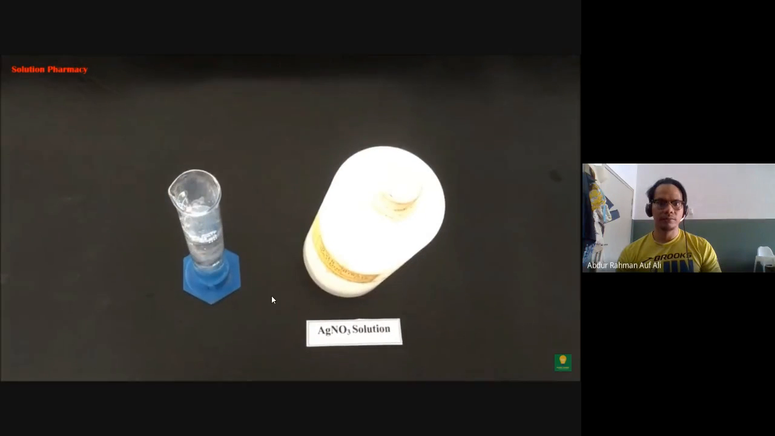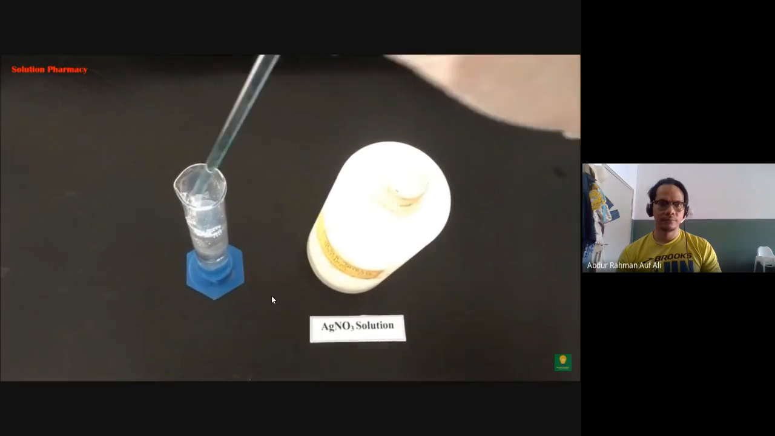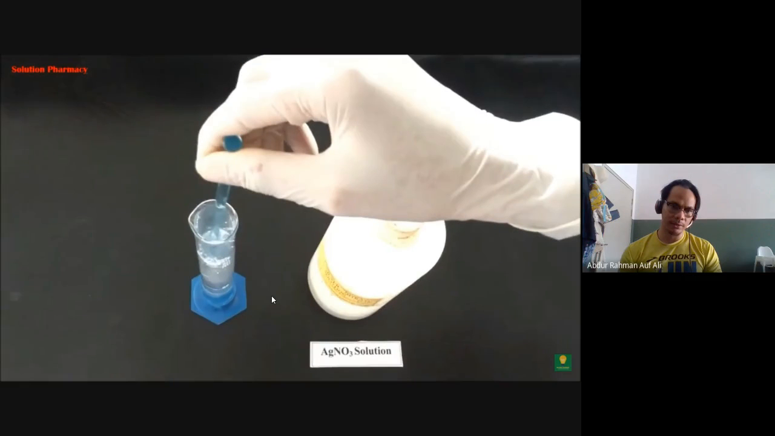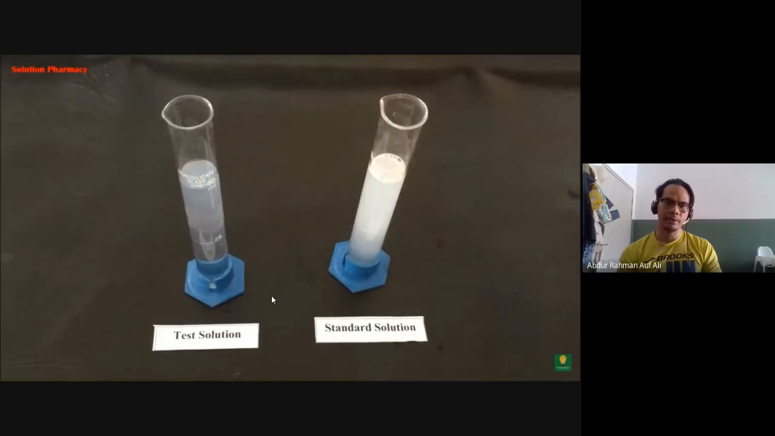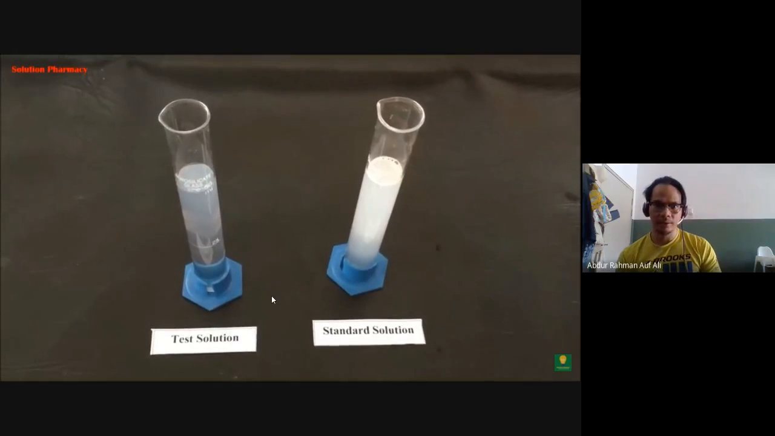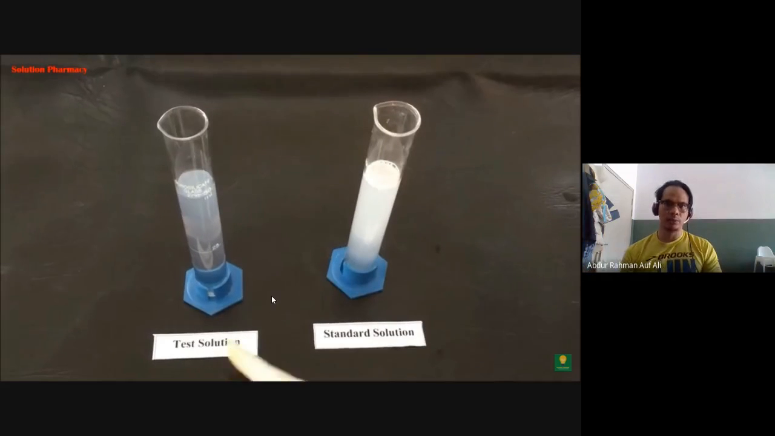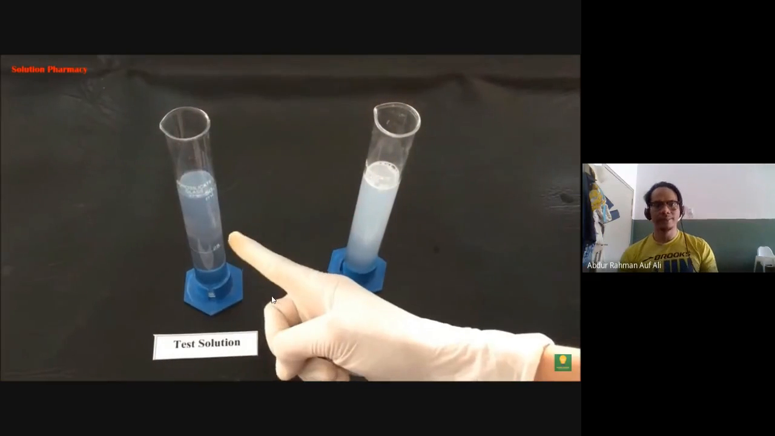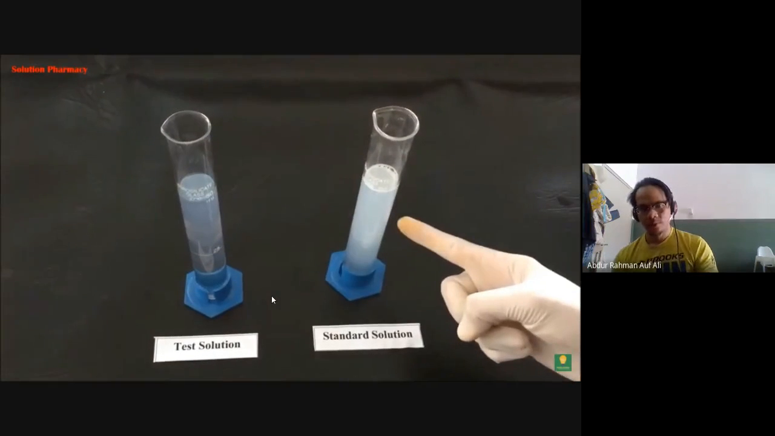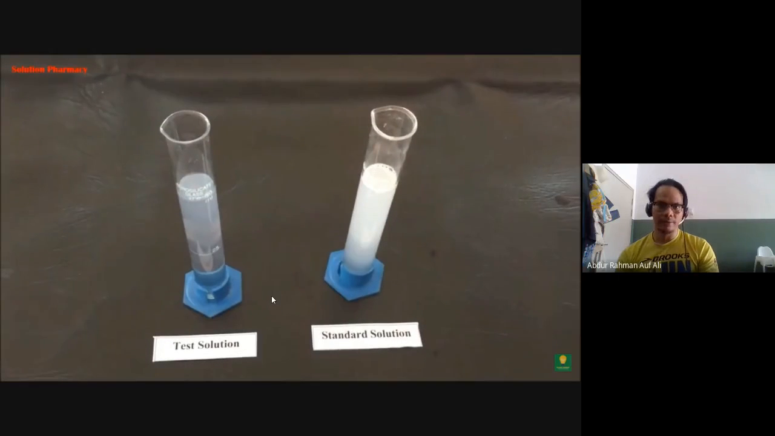And then 1 ml of silver nitrate. And then you stir. And then you bandingkan after dah selesai. So as you can see here, the standard solution di belah kanan sangat-sangat keruh. Test solution is less keruh. Okay, less opalescent than the standard solution.